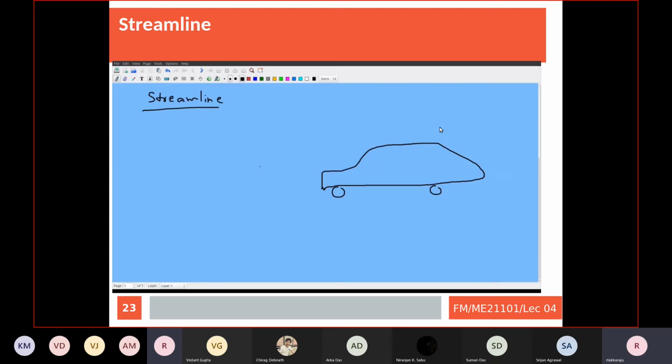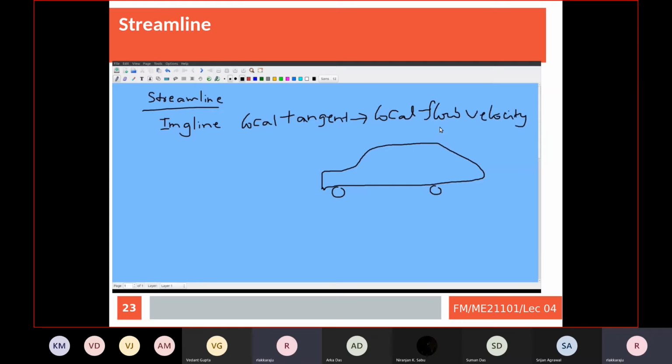The definition of a streamline is that it is an imaginary line where, on that line, the local tangent represents the local fluid velocity. Basically, it is the flow velocity measured locally. One has to freeze time.